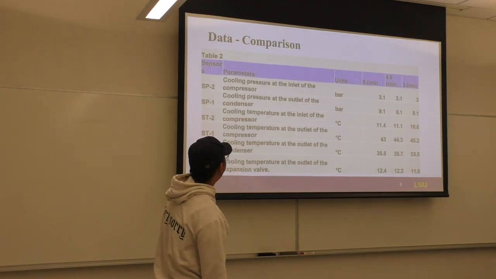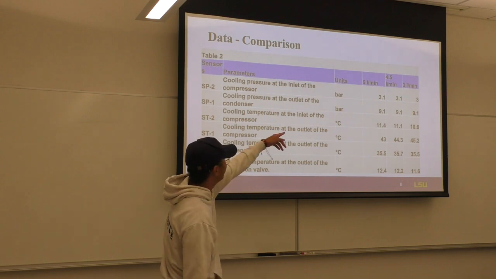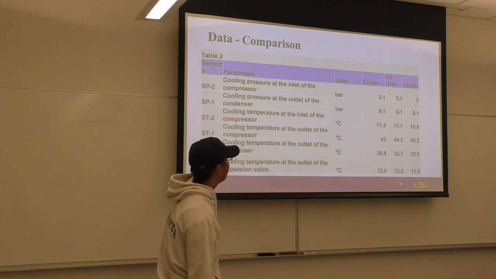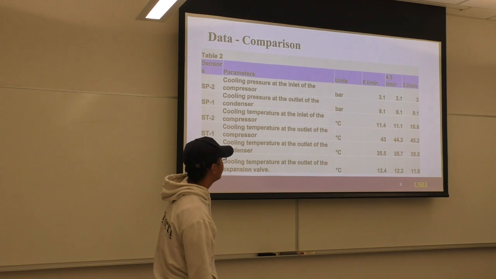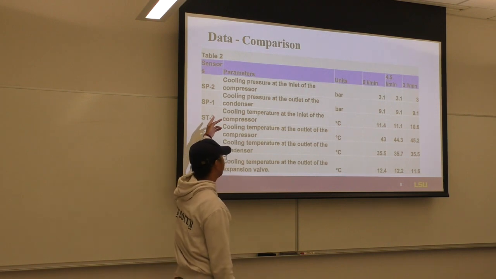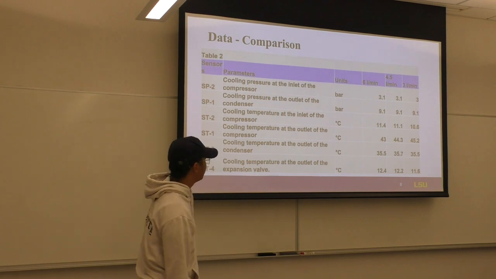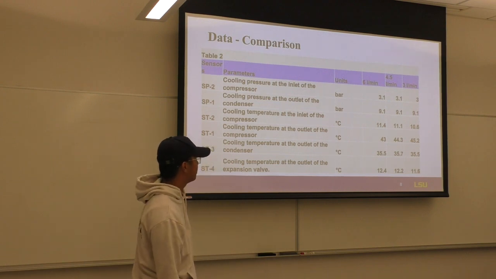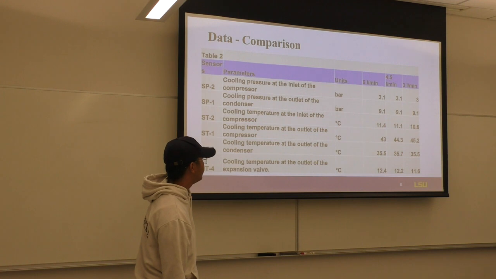And here are some more comparisons for 6, 4.5, and 3 mass flow rates. For the first two it's the same, but the cooling temperature at the inlet of the compressor decreases over time when you decrease the mass flow rate.